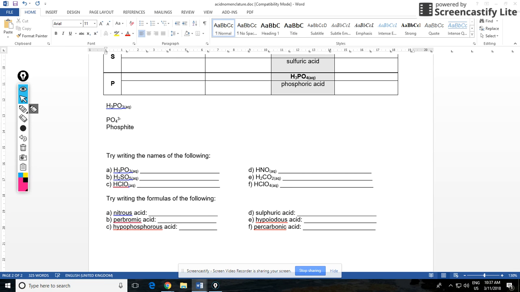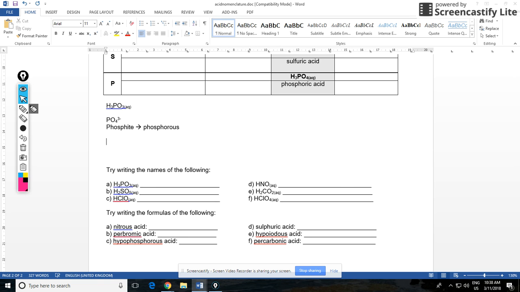So we have to change the ending to ous. Now, we're not going to call this phosphous. There's a bit of a modification to it, just like you would see with, for example, sulfur, sulfuric. Phosphous would not work as well as writing phosphorous. So when you have phosphite, change the ending to phosphorous. When you have phosphate, change the ending to phosphoric. So here we have phosphorous acid, phosphorous acid. Not hydrophosphorous, but phosphorous acid.